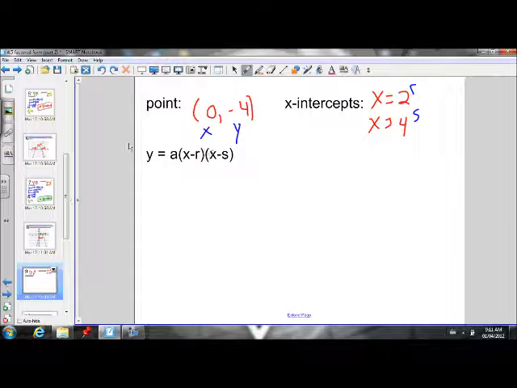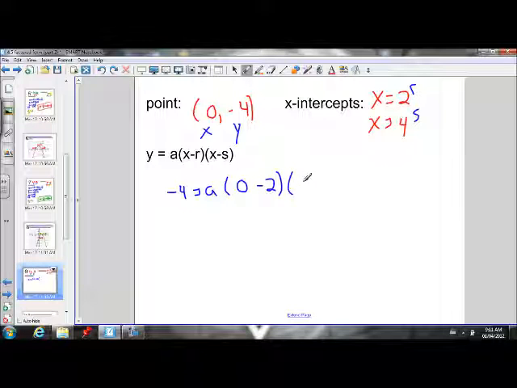Next step, plug all of that into our equation. So our y value is -4. We don't know a. x is 0, minus r, which is 2, and then x is 0, minus s, which is 4. Oh, I undid too much there. We had minus 2, and then x is 0, minus s, which is 4. Now I just have to go through and solve for a.